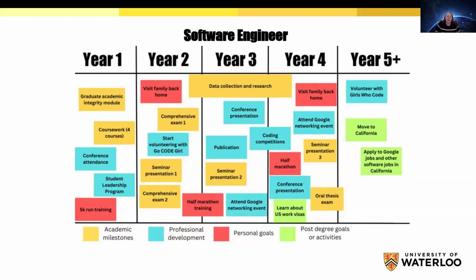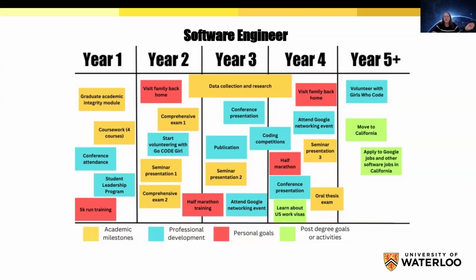Then we have red, which is the personal goals. Like I was mentioning, it's important to think about other areas of your life, right? Your academics don't take place in a vacuum. You have other things going on with your family, your friends, your hobbies. And in order to move forward efficiently and productively in your program, it's important to be well balanced, still enjoy and be happy, look after your wellness, and do the things you like to do. It's your life. So in year one, they say they're going to do training for a marathon.